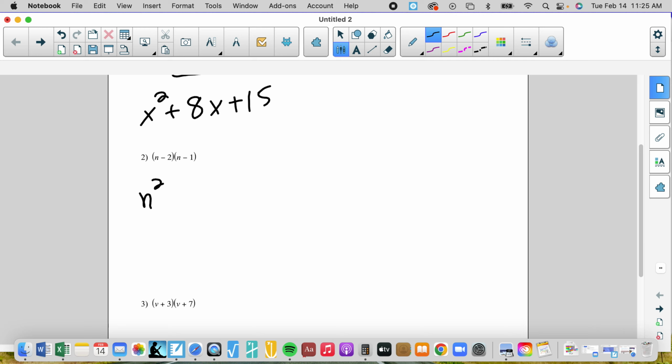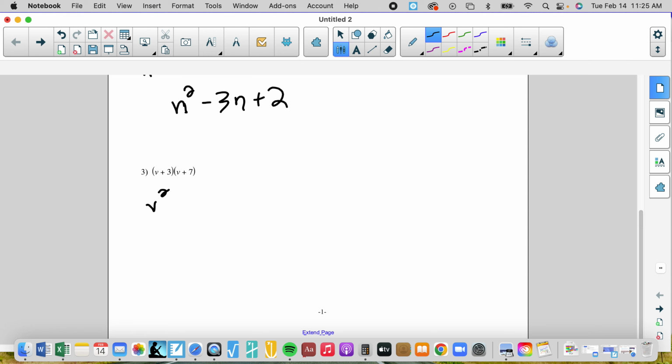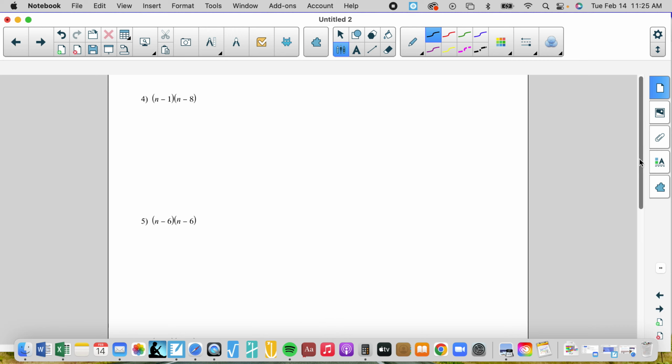First times first is n squared. The outside gives you negative n, inside gives you negative 2n, and the last gives you positive 2: n squared minus 3n plus 2. V squared plus 7v plus 3v plus 21, v squared plus 10v plus 21. And we should be able to do these that fast. You get n squared minus 8n minus n plus 8, which gives me n squared minus 9n plus 8.